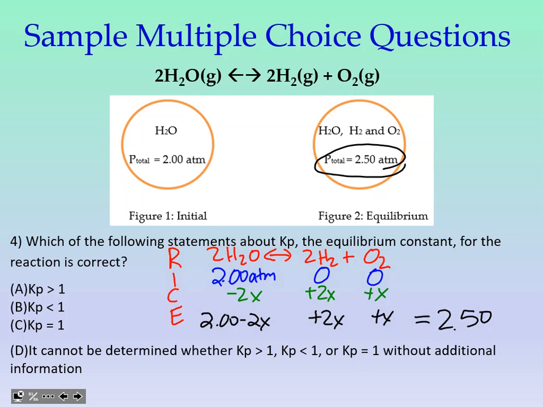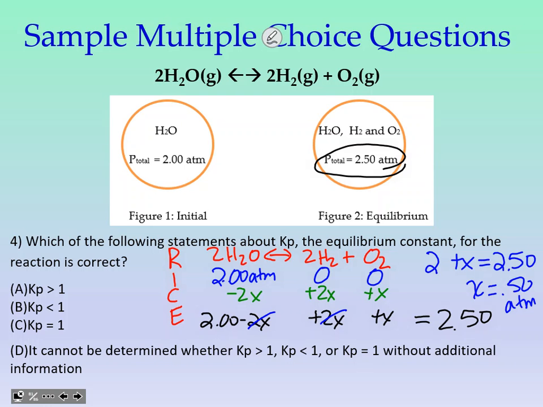Yes, and so when you're doing this, obviously, the plus 2x and the minus 2x now cancel out. So really, what we have here is 2 plus x equals 2.5. So what is x? 0.5. x is going to be 0.5 atm. Now that we know the change, we can figure out the equilibrium concentrations.